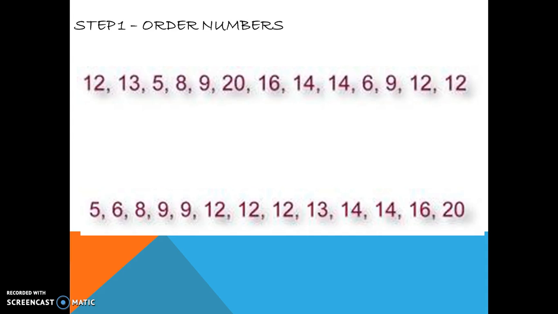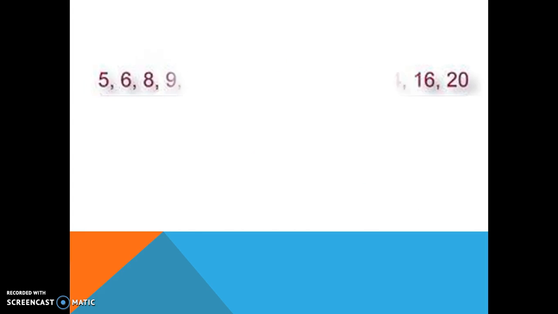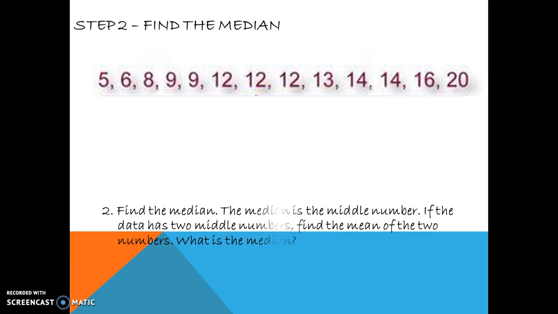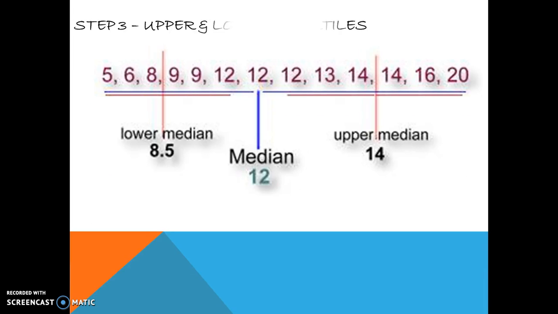So if I give you a set of numbers, the first thing you're going to have to do is put those numbers in order from least to greatest. Next, you're going to need to find the median of your set of numbers. So we have 13 numbers, so the middle number is the 7th number, which would be 12. That now gives me 2 sets, a bottom half and an upper half of my data set. Next, I'm going to need to find the lower median and the upper median.